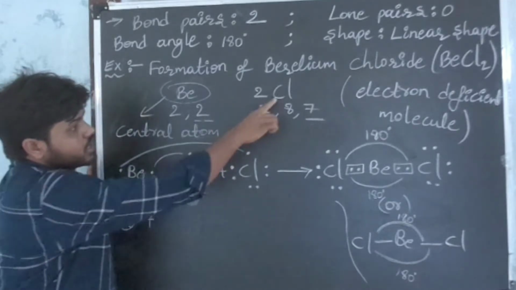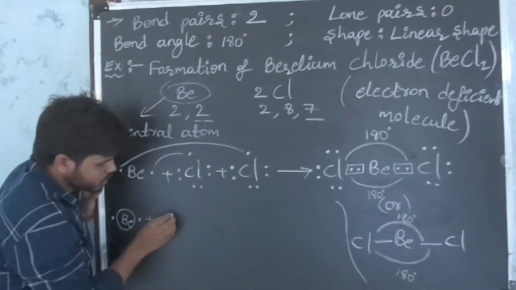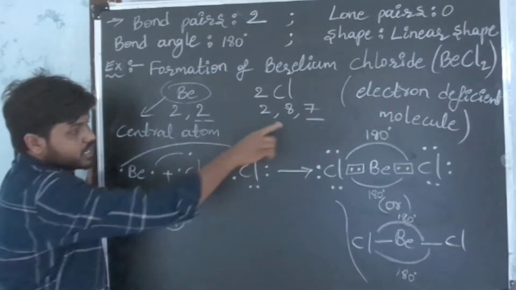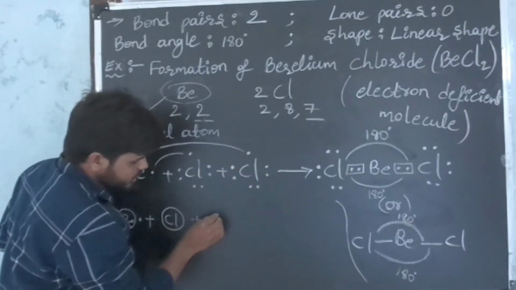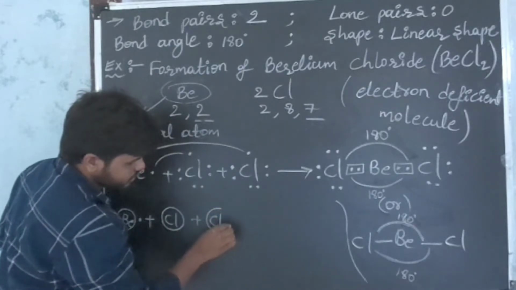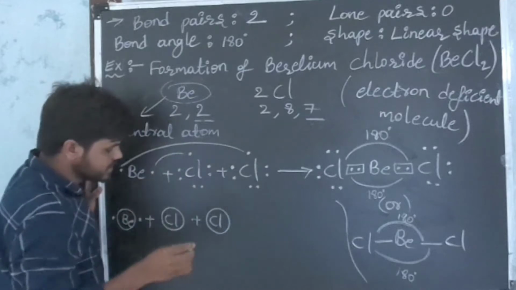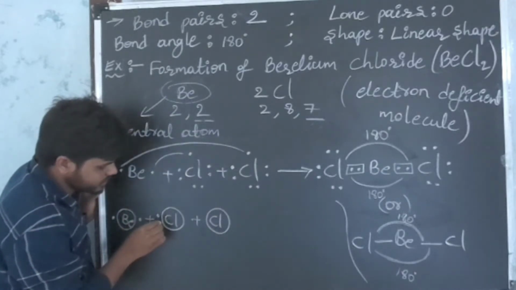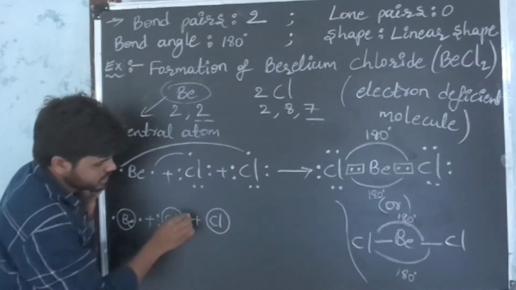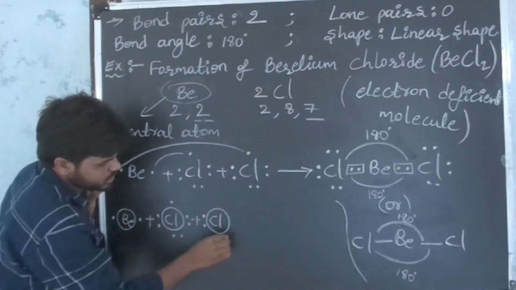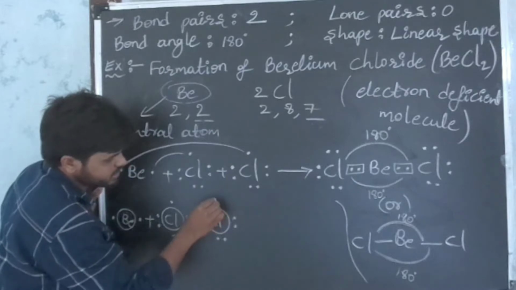Plus 2 chlorines are there in beryllium chloride. I am taking the chlorine valence shell by using a sphere. Another chlorine valence shell I am also taking by using a sphere. Now in each chlorine, how many valence electrons are there? 7 valence electrons. I am placing those 7 valence electrons around the sphere. Okay, see, here also I am placing the same.